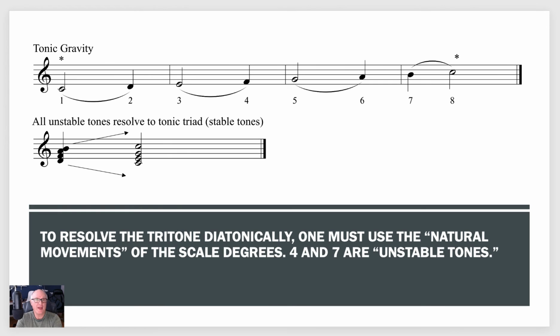And so they want to move by natural motion because of the half steps placed within the major scale to resolve that. And one must use the natural movements of the scale degrees 4 and 7, which occur in the 5-7 chord. Let's look at that.